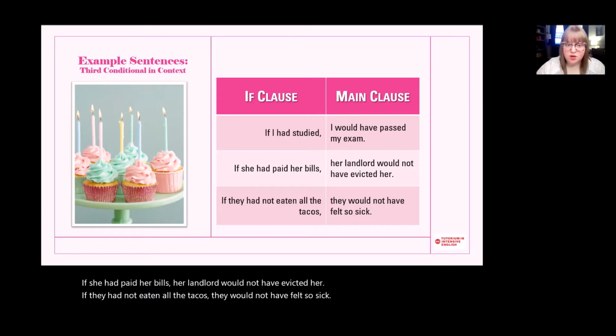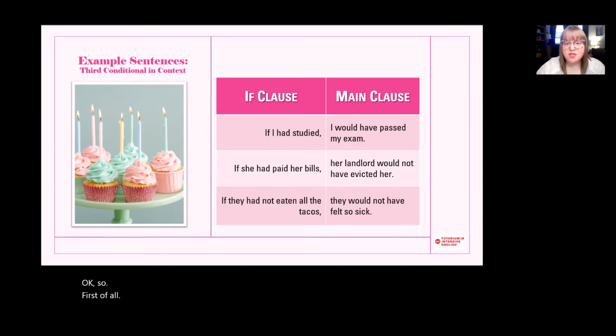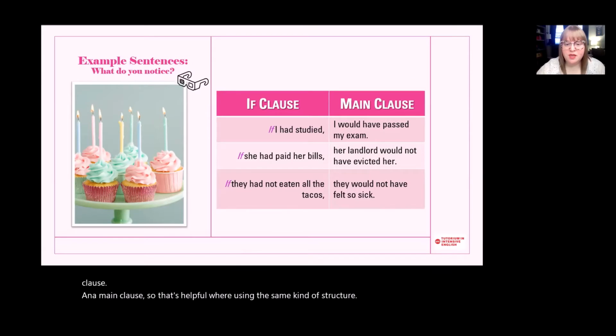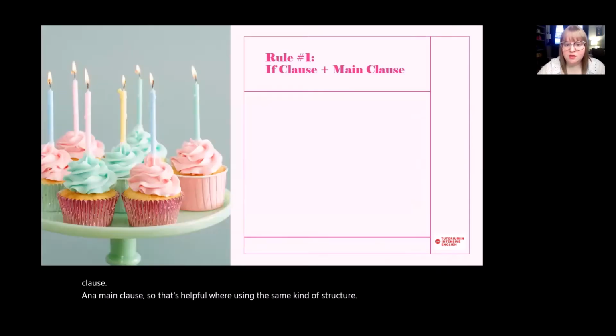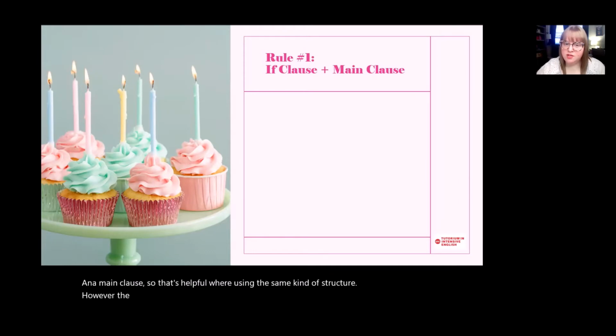Okay, so first of all, there are some things that do look familiar here. Like the other conditionals, we have an if clause and a main clause. So that's helpful. We're using the same kind of structure. However, the meaning behind the third conditional is a little bit different.